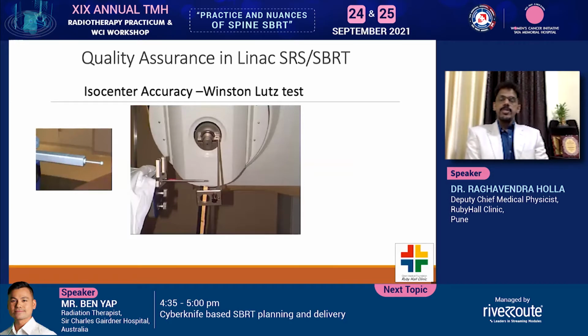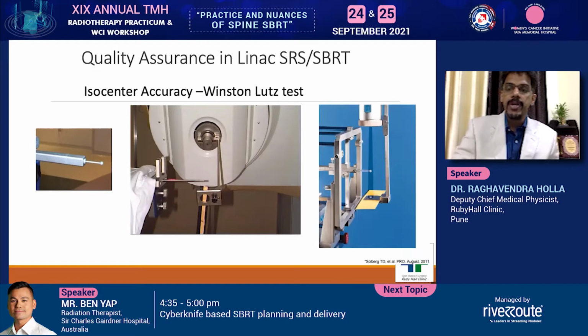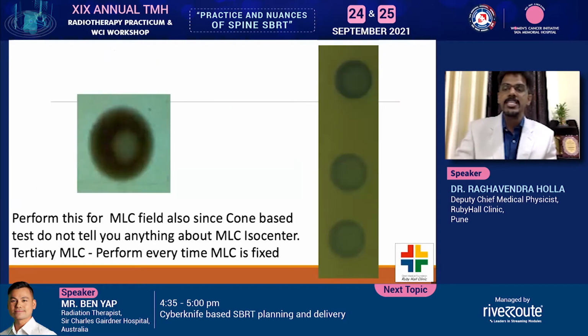Some of the quality assurance requirements, I'm again saying I'm not going into detail. One of the basic requirements is the Winston-Lutz test, which is very well established in most of the centers. Now we know how to perform this with the help of a Gafchromic film. Now there are special strips available for that. Check this for all the beam angles or maximum beam angles and perform this.